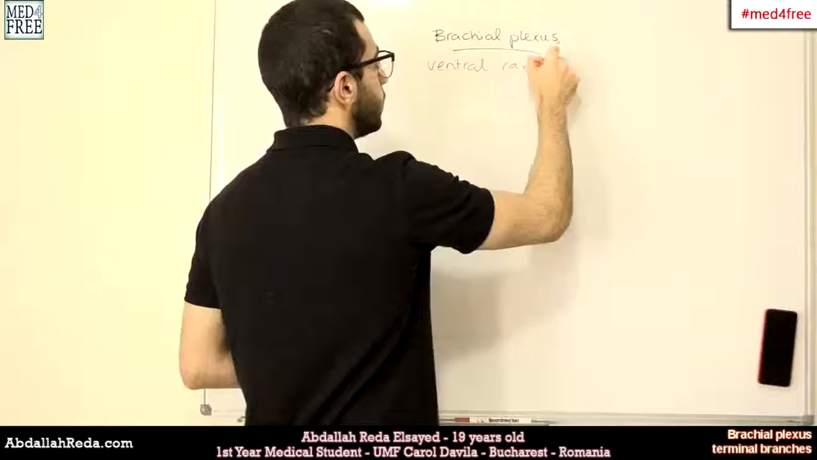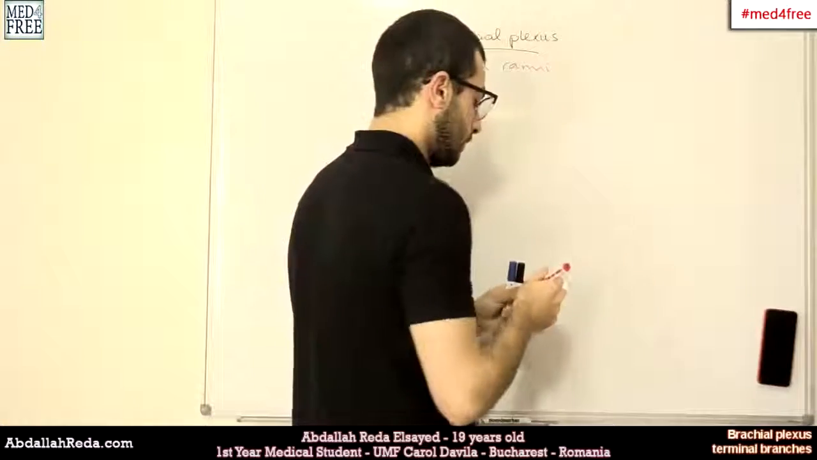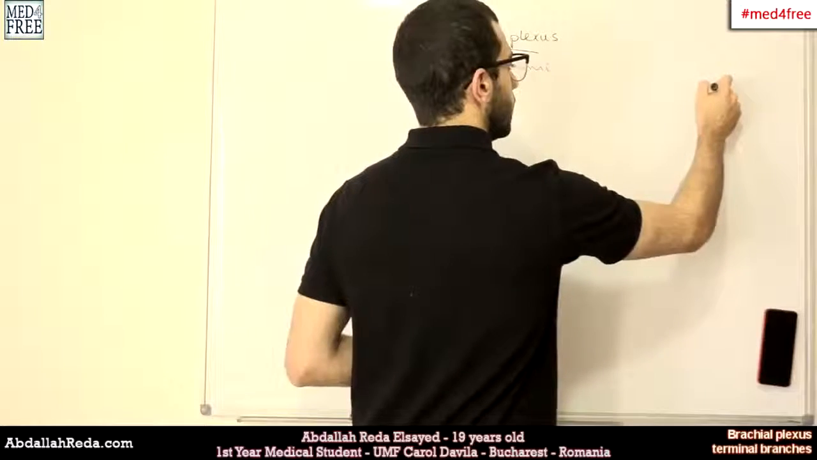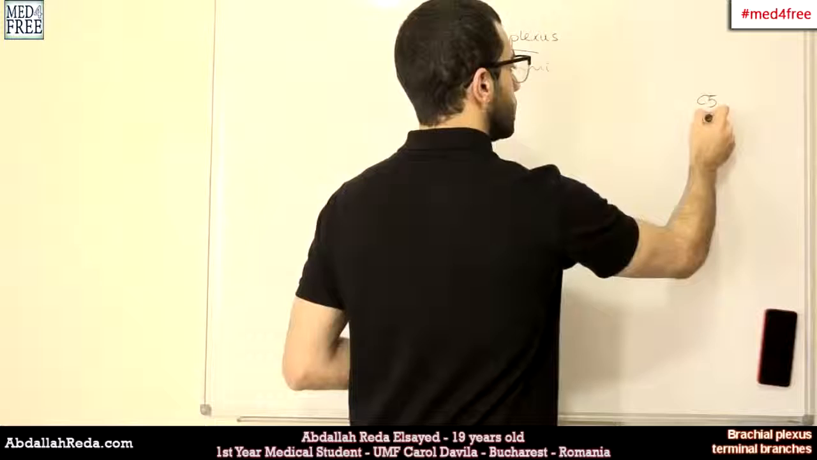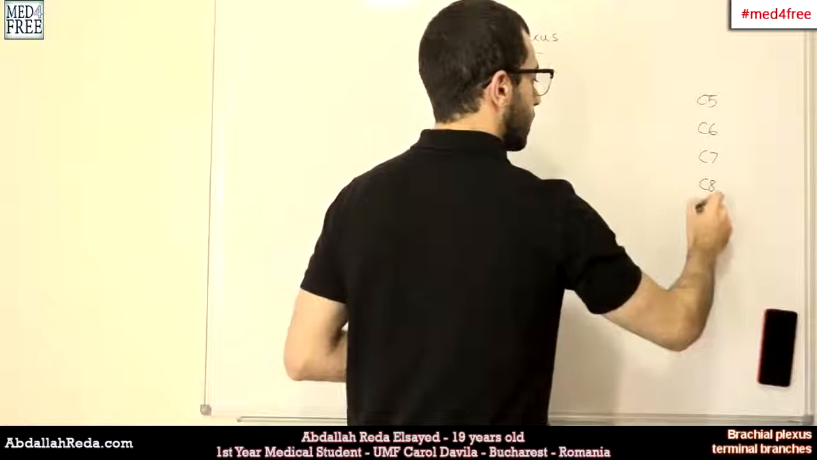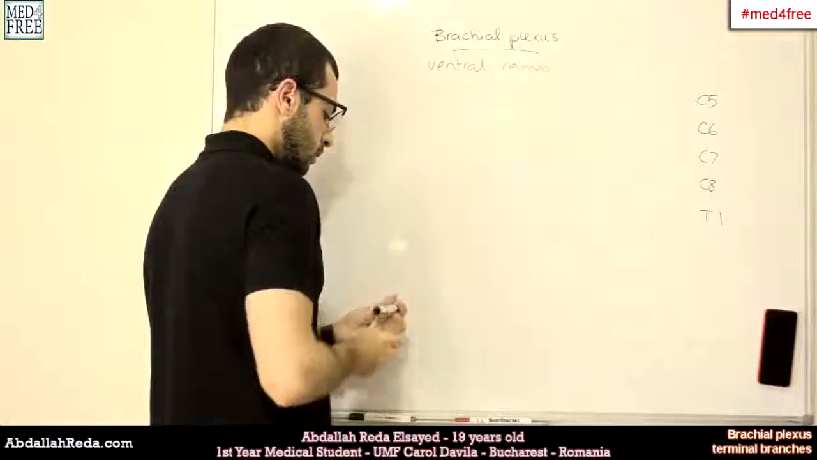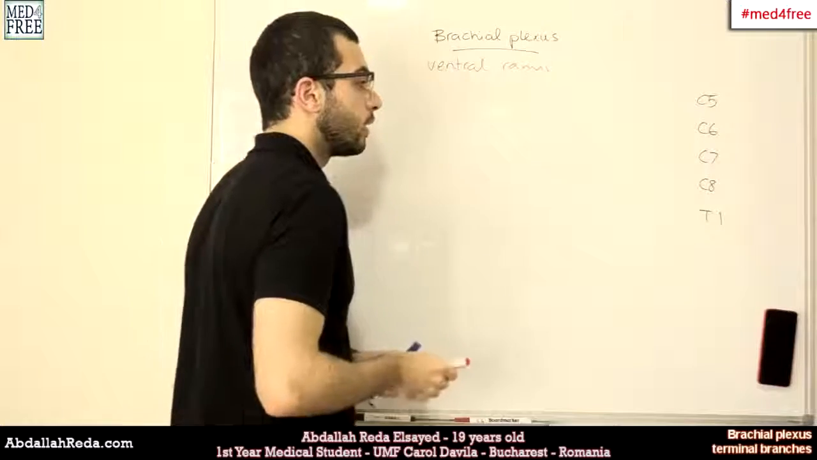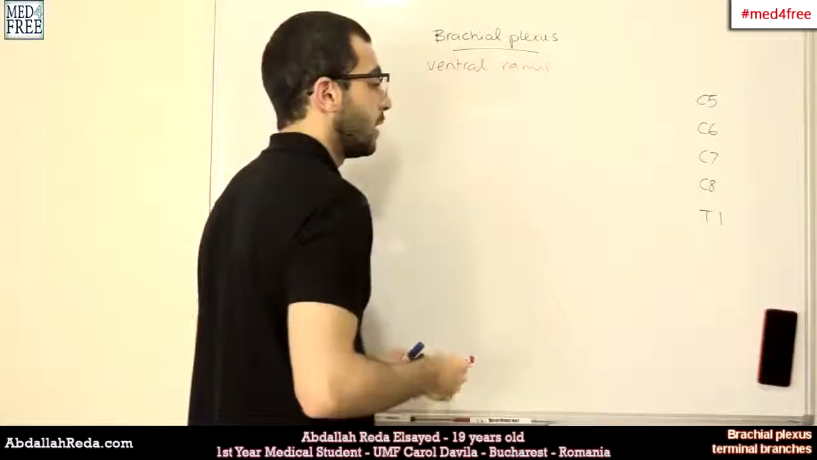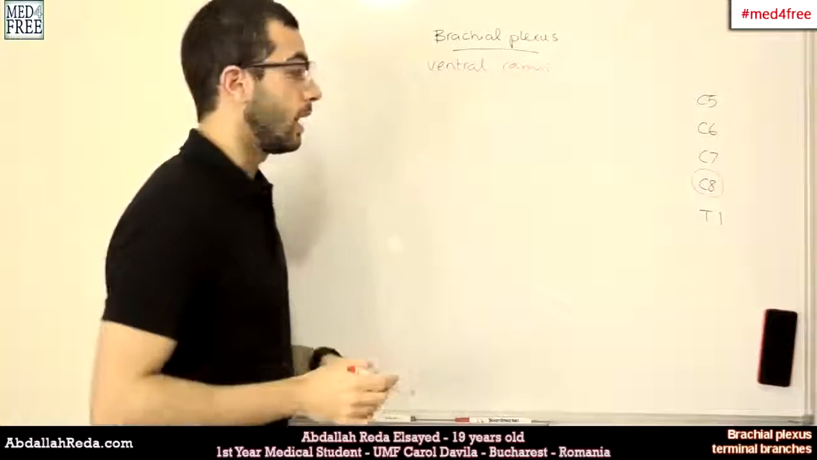of the spinal nerves from C5 to T1. So we have C5, C6, C7, C8, and T1. And we need to know that there is no C8 vertebra, but despite this fact, we have a C8 spinal nerve. We have a C8 spinal nerve.